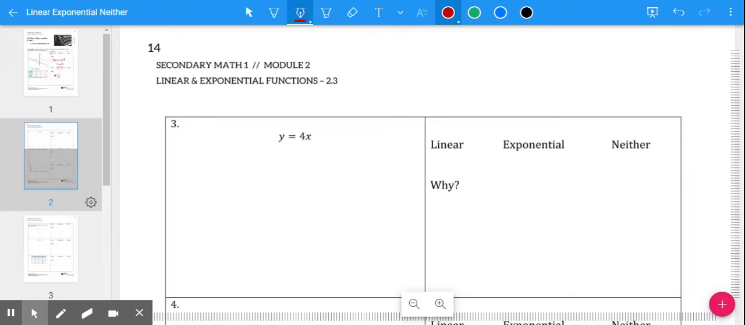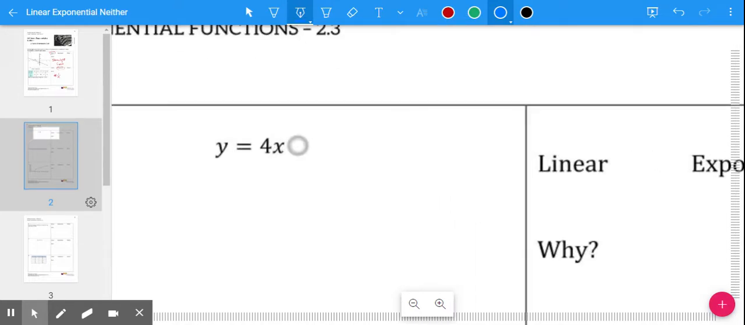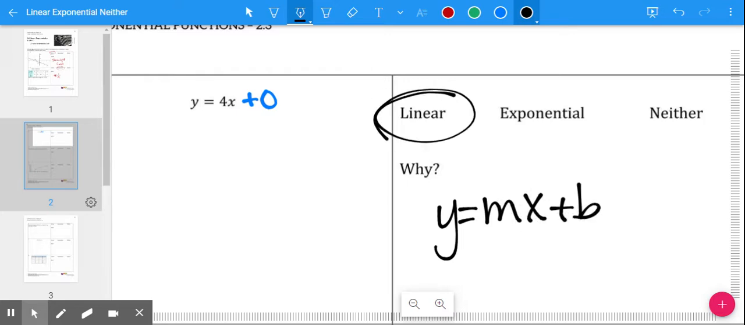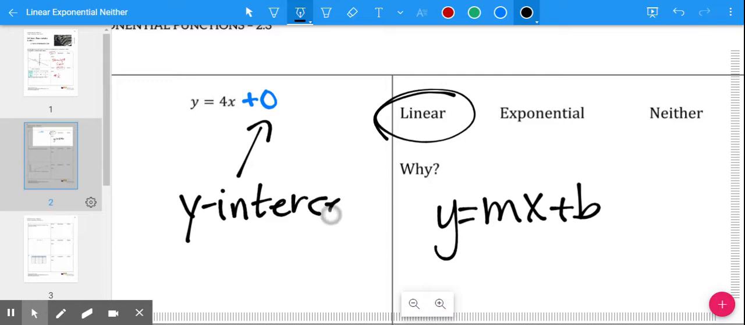On the second half of the page, we have y equals 4x. This is in slope-intercept form. Most people don't recognize that until you put a plus 0 on the end. So y equals 4x plus 0 is just like y equals mx plus b, which makes it linear. It's just that our y-intercept is 0, so it's y equals 4x.